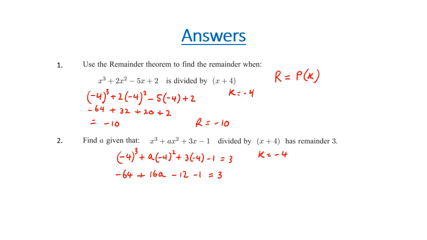So minus 64 take 12 is minus 76, take 1 is minus 77. So minus 77 plus 16a is equal to 3. I then need to add 77 to both sides. That's going to get 16a equaling 80. So therefore a is 80 divided by 16, which is 5.